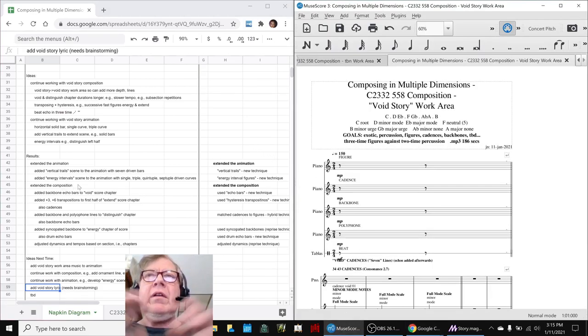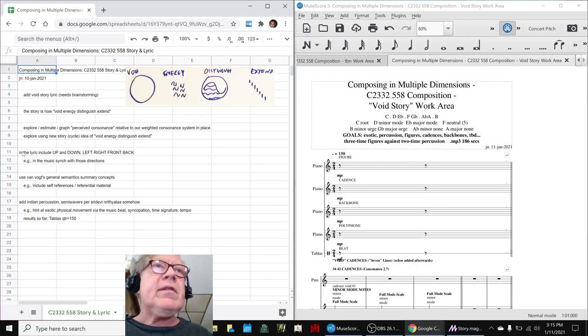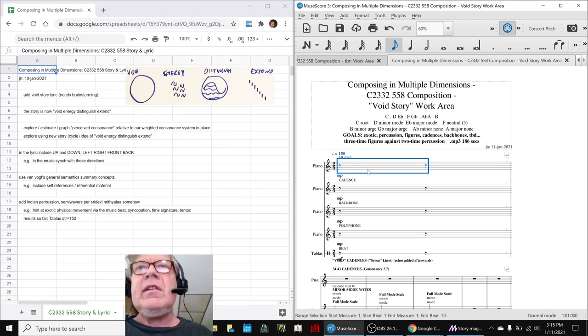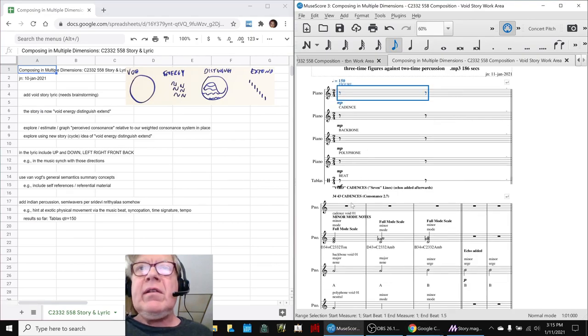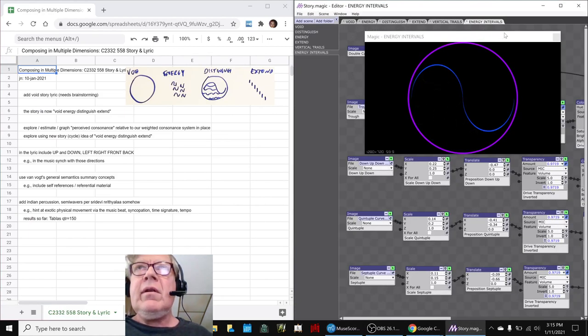calling the void story. And if you recall, the void story has four chapters called Void, Energy, Distinguish, and Extend, and this has been our reference figure. And so we have four chapters in the composition, such as here, the void cadences. And then paging on down, we have the energy figures, the distinguished cadences, and the extend figures. And we also have these four chapters.